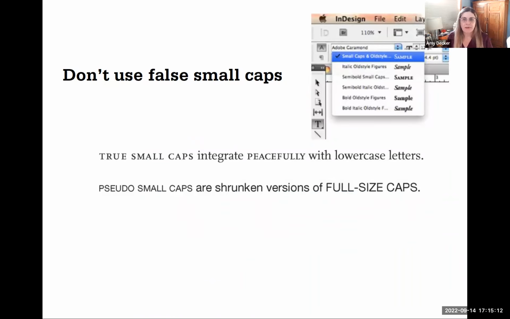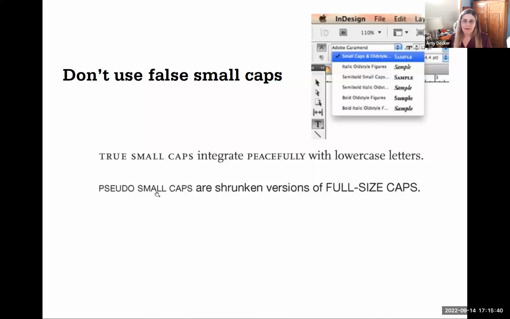False small caps happen when you're in InDesign or Illustrator or Photoshop, any Adobe product. And let's say you chose Garamond, which has small caps. Adobe Garamond has small caps. You want to go ahead and choose small caps, okay? Because true small caps integrate peacefully with lowercase letters, as you're seeing in this line right here.